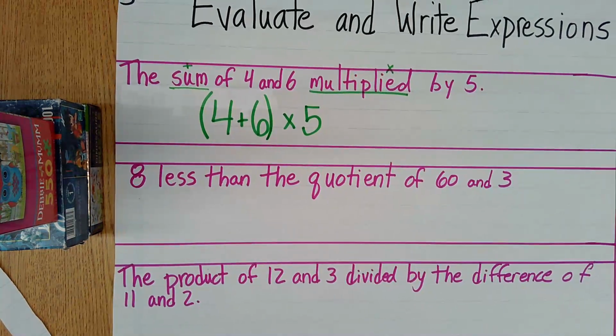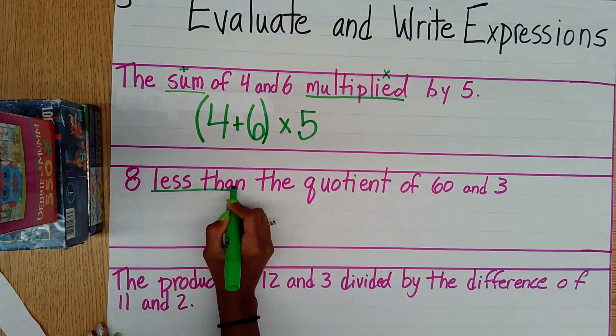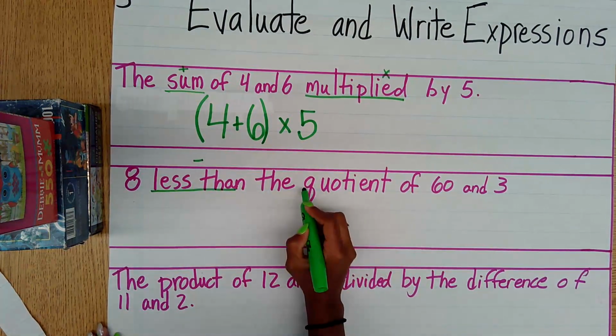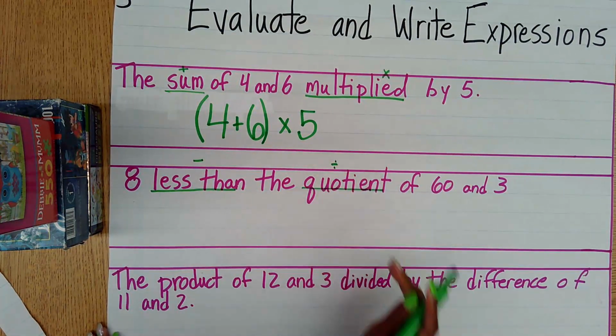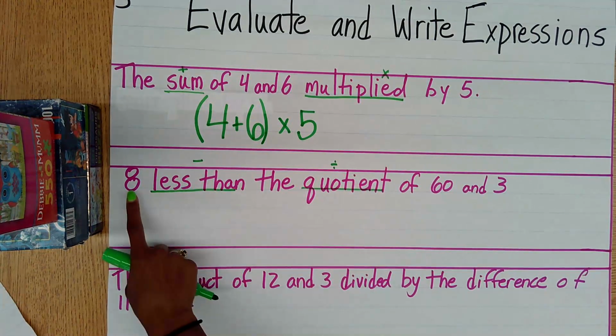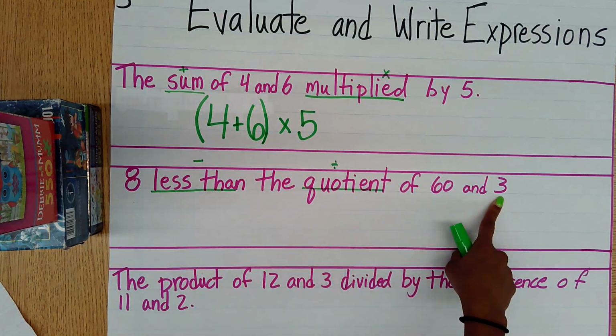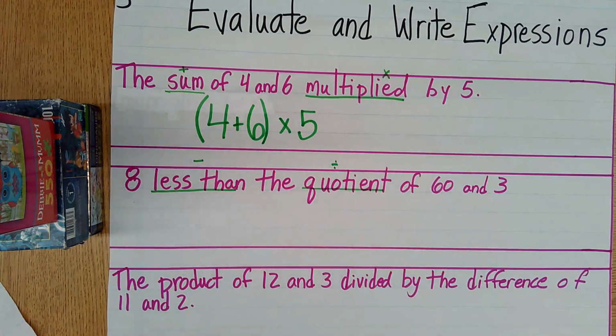All right, our next one says 8 less than the quotient of 60 and 3. So I know less than is subtraction. I know quotient is division. So 8 less than the quotient of 60 and 3. It's important to read out the whole expression first because I am not doing 8 minus the quotient of 60 and 3. That would bring us into the negatives.